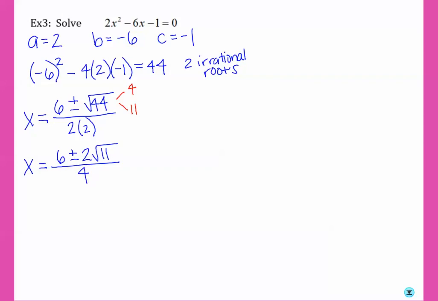Now, what do you notice about all 3 numbers that are outside our radicals? All 3 of them are divisible by 2, so we're going to simplify. If only 2 of them were divisible by something, you can't simplify. It's all of the numbers or none of them. So if we simplify, x equals 3 plus or minus the square root of 11 over 2.